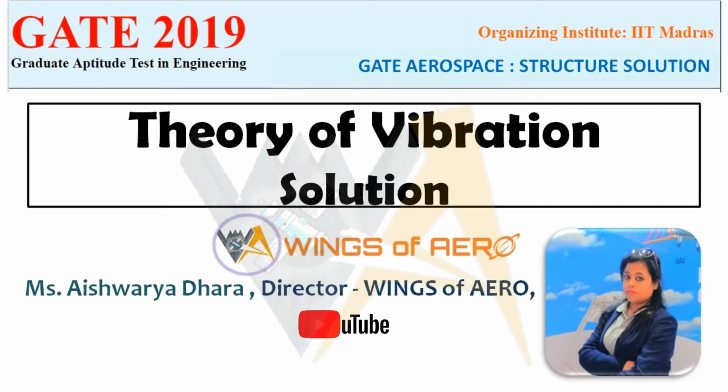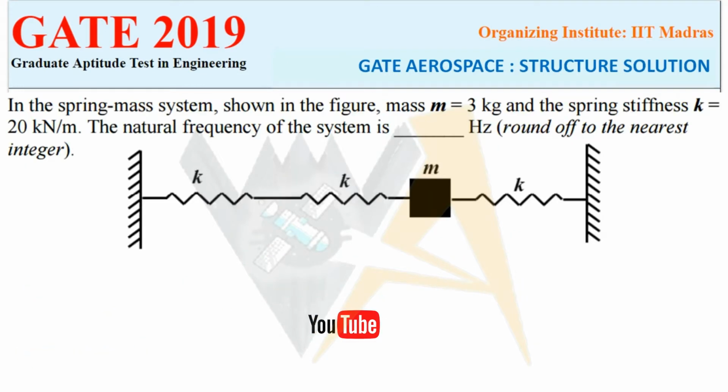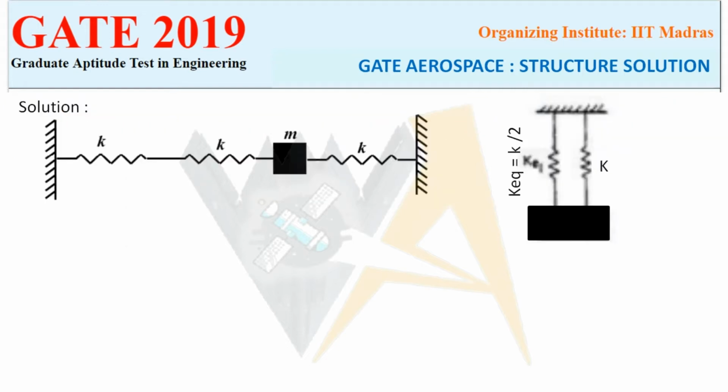www.wingsofaero.in. Hi friends, today we will see a few solved questions on theory of vibration which has been asked in GATE 2019. First question, in the spring mass system shown in the figure, mass M equals 3 kg and spring stiffness K equals 20 kilonewton per meter. The natural frequency of the system is dash hertz. We need to find the answer rounded off to the nearest integer. So let's see the solution.